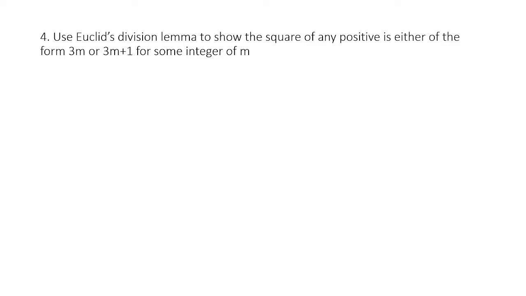Okay, this is the question which is given. We're asked to show that the square of any positive integer is either of the form 3m or 3m plus 1 for some integer m. Let us first try to understand this. Remember, m must be an integer, so I hope you already know what an integer is. We're asked to show that, so let me just show.